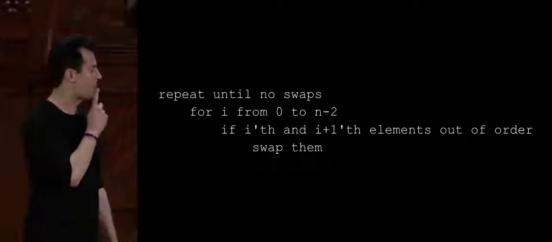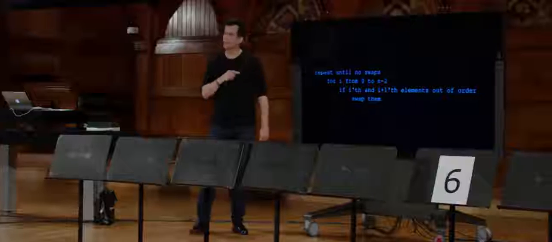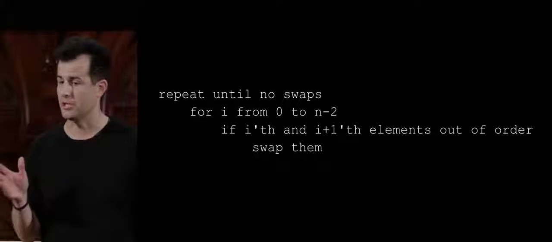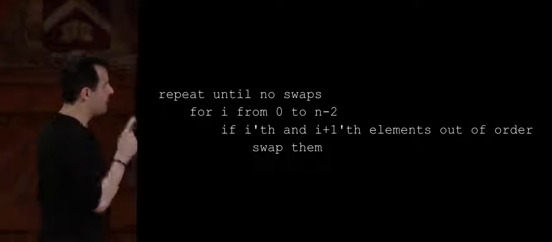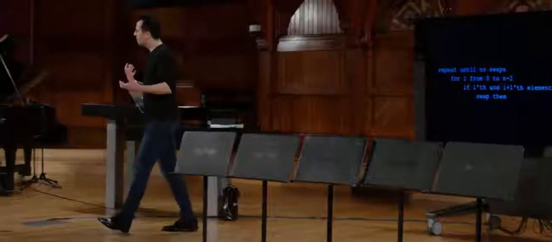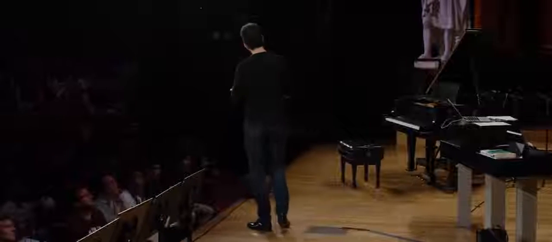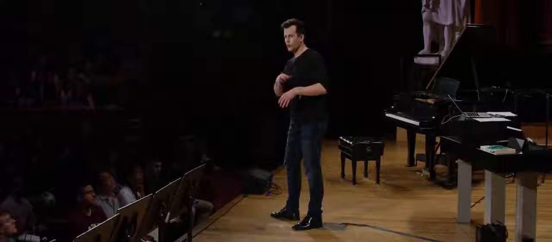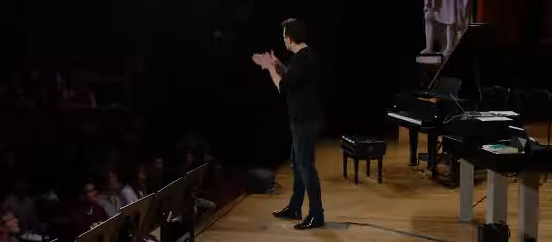Repeat until no swaps. For i from 0 to n minus 2, and n is just the size of the problem, the number of doors, the number of humans, the number of numbers, whatever the input to the problem actually is. So for i from 0 to n minus 2, if the ith and the ith plus 1 elements are out of order, swap them. This is kind of a mouthful, but I'm just applying some of the vocabulary that we have from C to an otherwise very organic human experience, but using more methodical language than I was using off the cuff when we were doing it with humans.